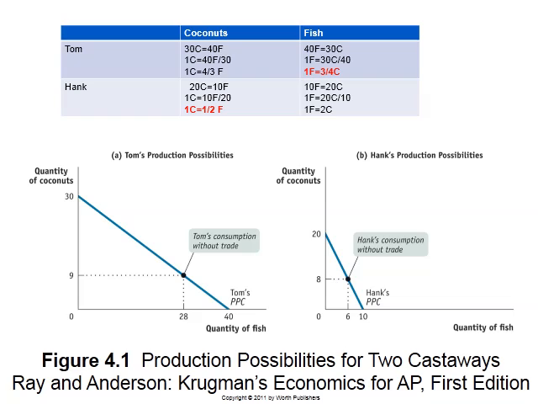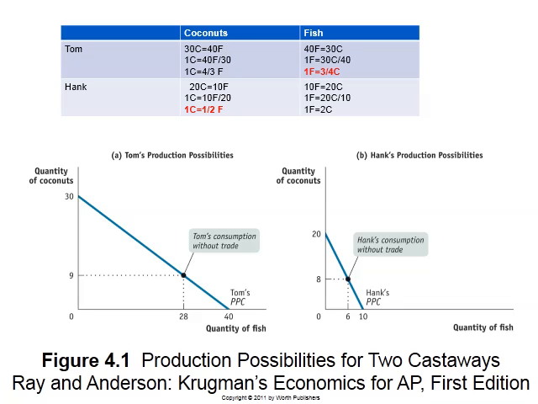Here, you can see our opportunity cost of production. Even though Tom is the more productive individual, having the absolute advantage in both coconut and fish production, Hank has comparative advantage in producing coconuts because he has a lower opportunity cost in producing those coconuts. Tom, on the other hand, has the comparative advantage in producing fish because he gives up fewer fish than Hank for each unit of fish that he produced.